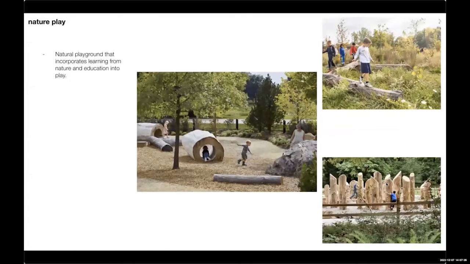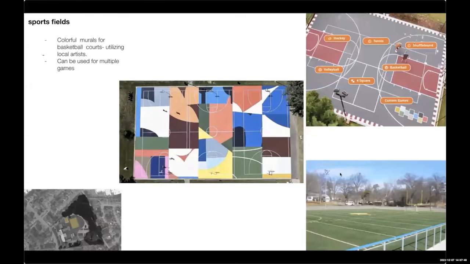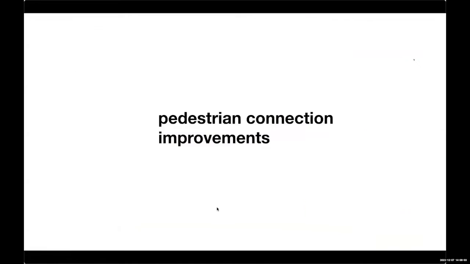This is the nature play area. It's a playground that allows kids to interact with more natural elements, learning about nature and education, kind of integrating those elements into play. These are the sports fields. So using colorful murals for basketball courts, maybe utilizing local artists in the area, making them flexible so they can be used for multiple kinds of games. So over here is the basketball courts, and over here is the football field and soccer fields.